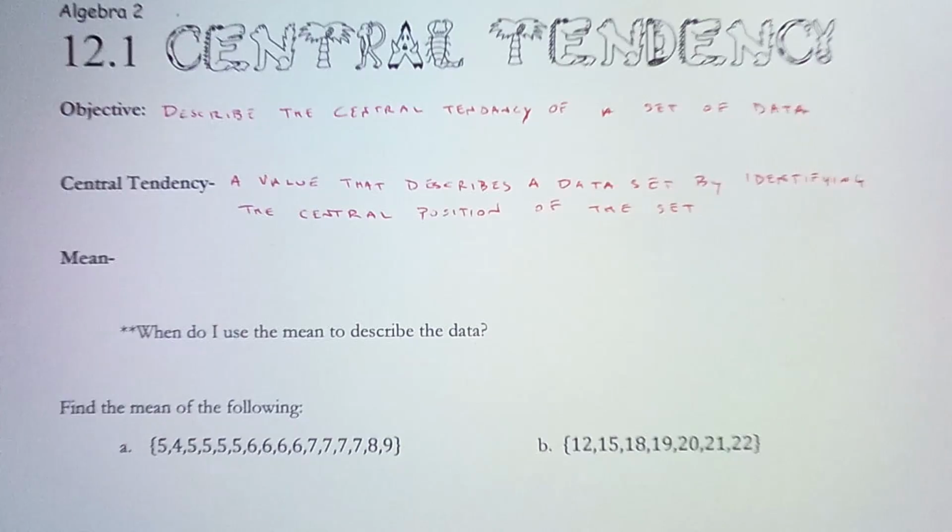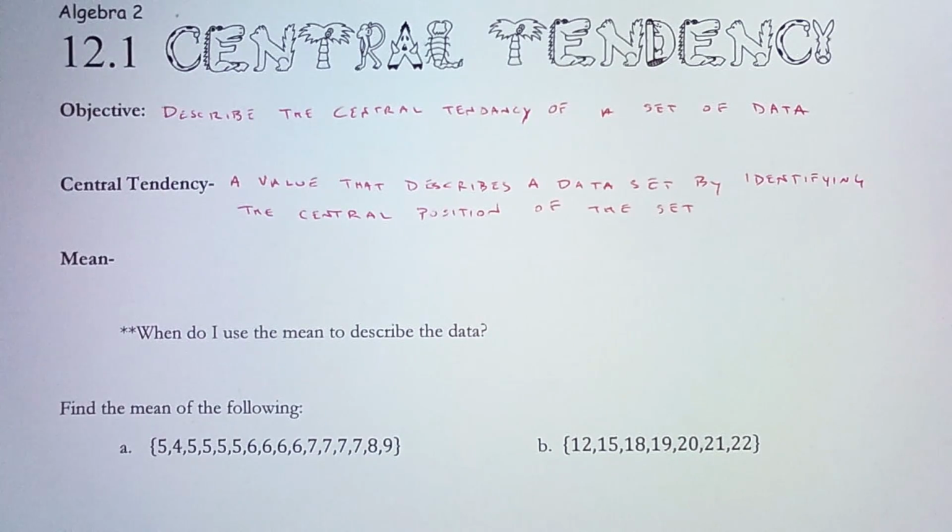Hey everybody, today we are going to talk about measures of central tendency. So our objective is to describe the central tendency of a set of data. Central tendency is a value that describes a data set by identifying the central position of the set. There are three types of central tendency that we're going to talk about, and those are mean, median, and mode.